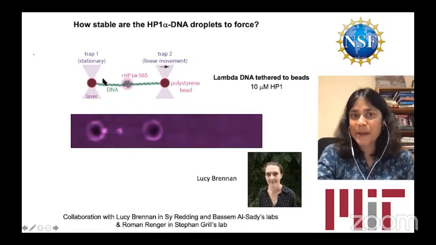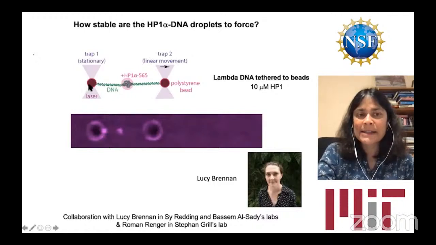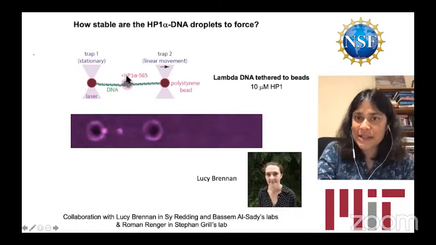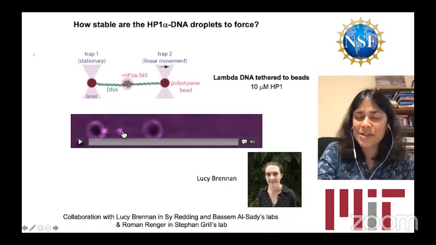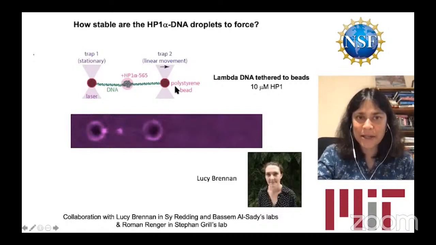So here's the experiment. What Madeline and Lucy did was they took a long piece of lambda DNA. They tethered either end to a bead that could be held in a laser in an optical trap. So both ends of this long piece of lambda DNA are now tethered. They dipped it into a solution of HP1 alpha that was fluorescently labeled, shown here in pink. And that results in the formation of a small condensate or a phase in the middle of the DNA because there's more slack in the middle of the DNA. So it's easier to bend and fold the DNA in the middle of the strand.